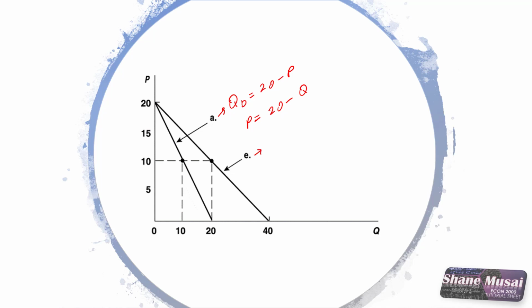Now for Part E, the quantity demanded, and let's put a prime to distinguish the new one from the old one, is equal to 40 minus 2P. If we solve for P, we have 2P equal to 40 minus Q. Therefore, P is equal to 20 minus a half Q. This new demand curve has half the gradient of the old demand curve, because the old one has a gradient of -1 and the new one has a gradient of -0.5. Because it has half the gradient, for every price you have twice the quantity.